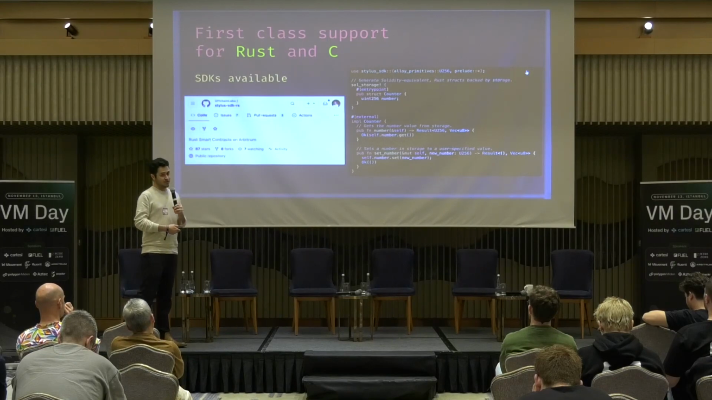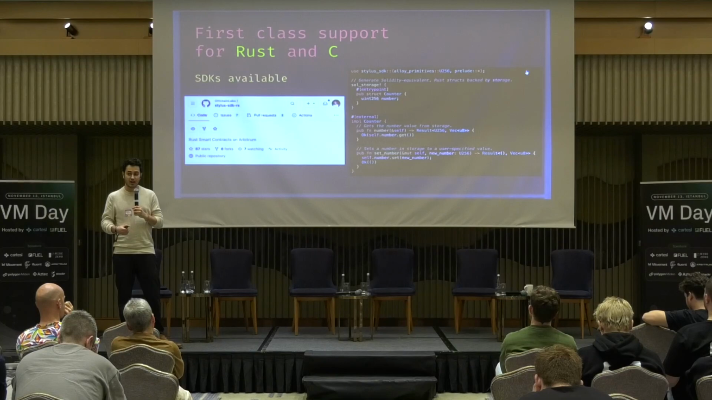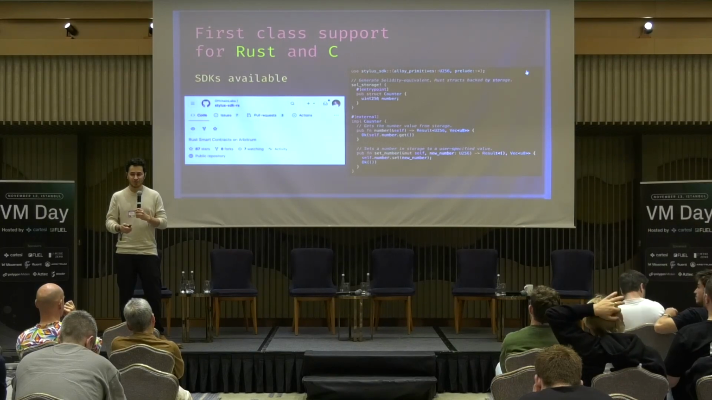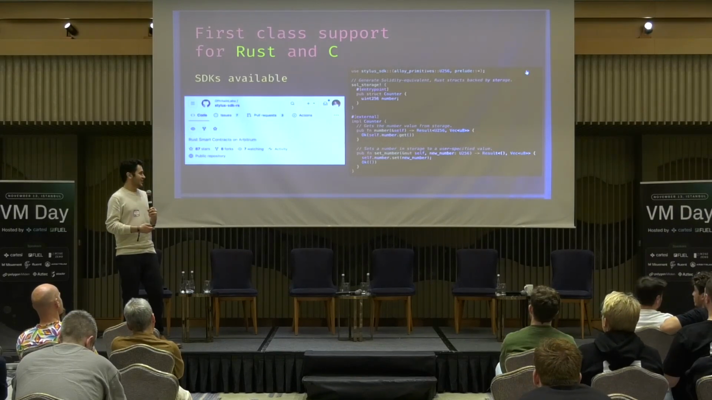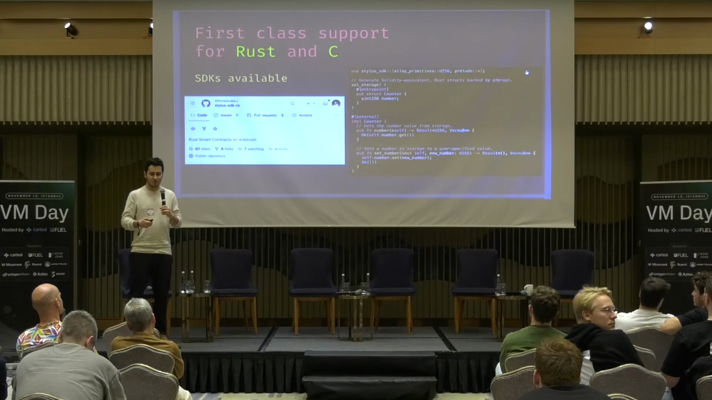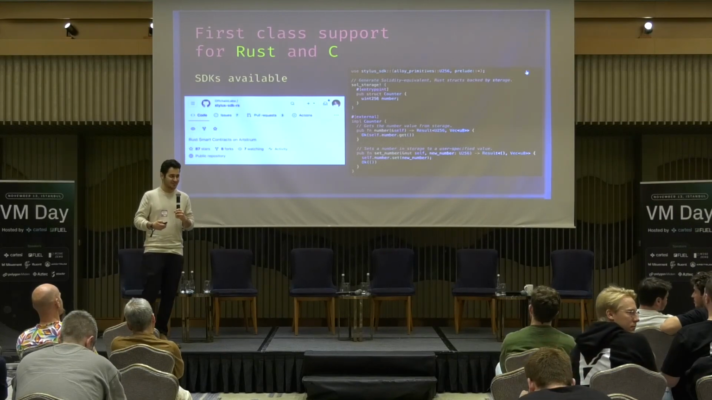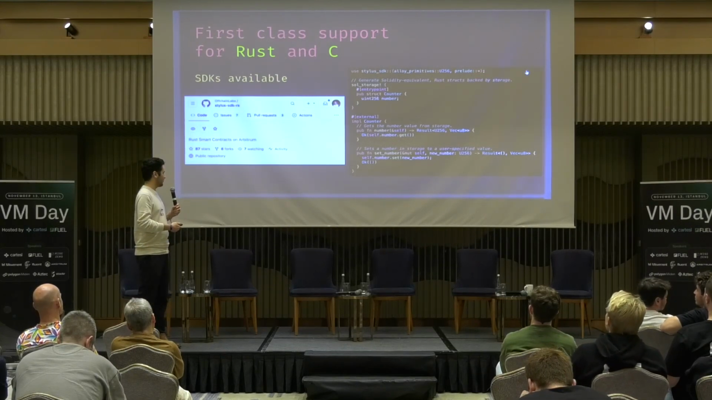We have first-class support for Rust and C, and because the API to the EVM is so low level, anyone can write a custom framework on top of this. Anyone can write an SDK. It's permissionless. You can do it yourself. Some people have already started writing more C SDKs, and there are Zig SDKs as well available for people to use.